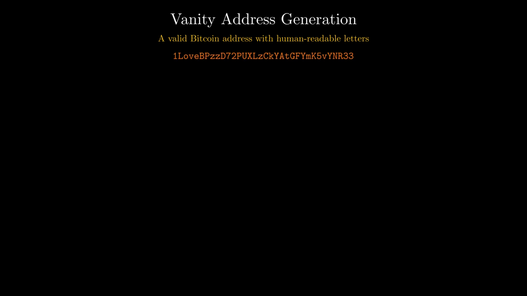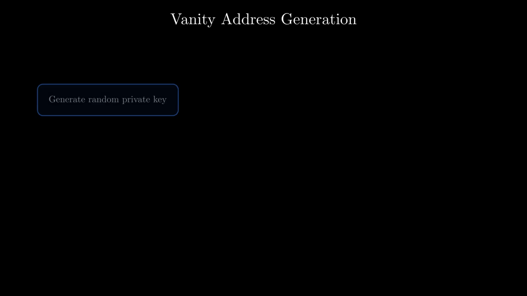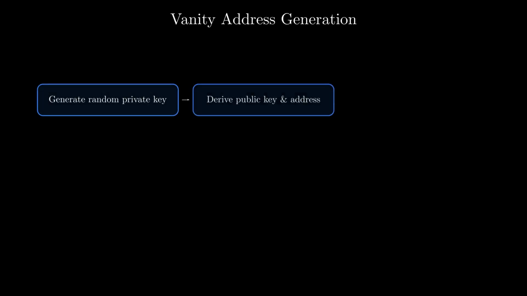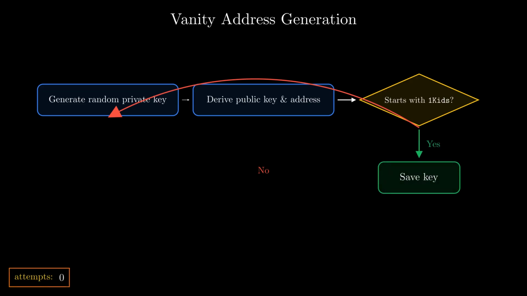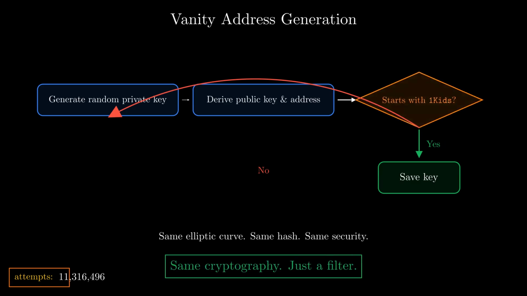Now the fun part. A vanity address is a valid Bitcoin address containing human-readable letters, like that love address from the opening. How do you make one? Brute force. Generate a random private key, derive its address, check whether the address starts with your desired pattern. If not, throw it away and try again, millions of times. Same elliptic curve, same cryptographic hash, same security as any other address. The pattern is cosmetic. Nothing about vanity addresses makes them stronger, only slower to produce.